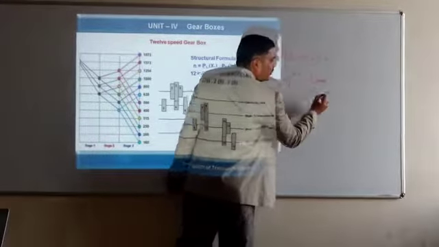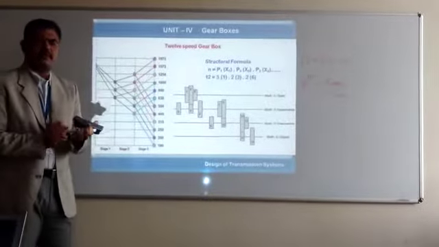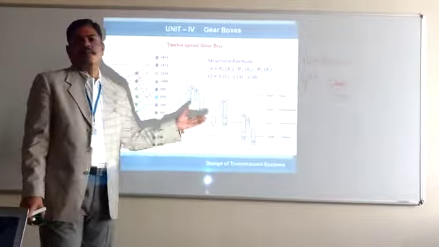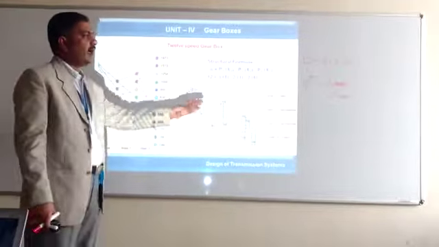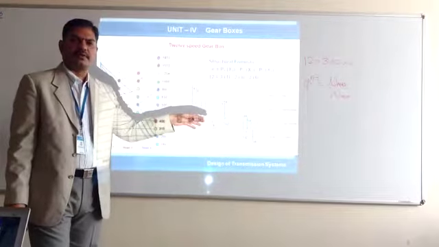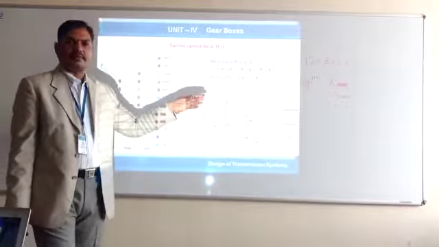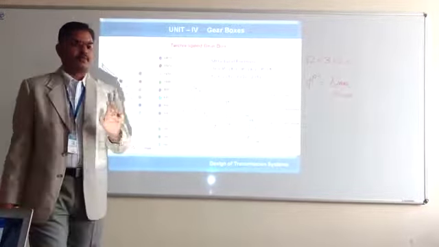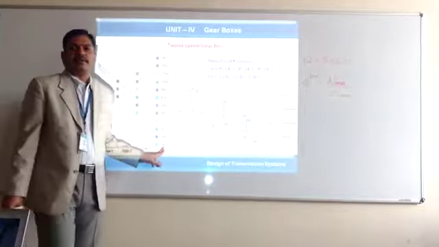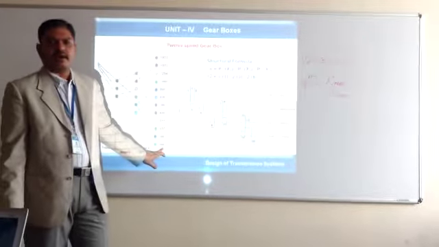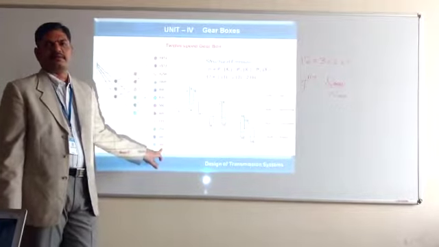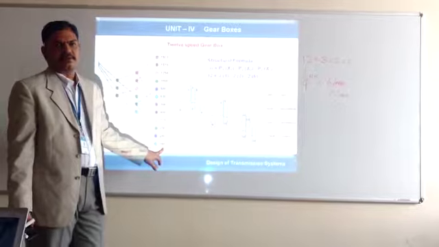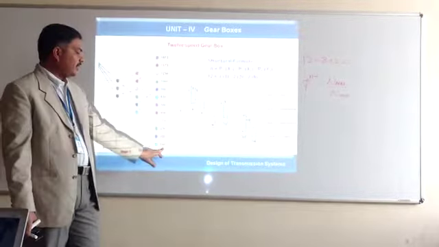Now, going for the ray diagram. We have the step ratio formula, which goes like this: phi to the power n minus 1 equals n max by n min, where n max is the maximum RPM and n min is the minimum RPM of this gearbox. By having these two, the maximum and minimum RPMs in the gearbox, we can find the step ratio.